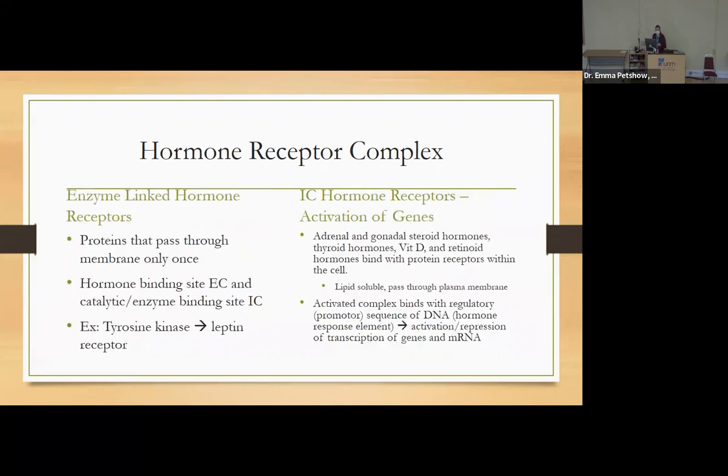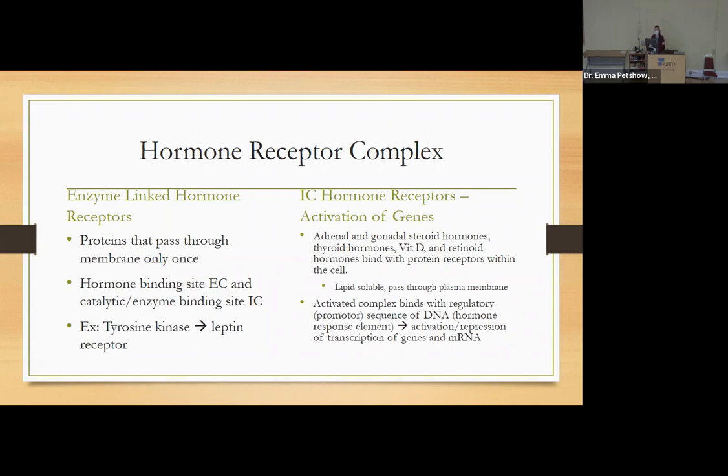We then have our enzyme-linked hormone receptors. These are proteins that pass through the membrane only once. The hormone binding site is extracellular, and the catalytic or enzyme binding site is intracellular. So there's an extracellular and an intracellular action. Tyrosine kinase, which is our leptin receptor, is a great example of this one.